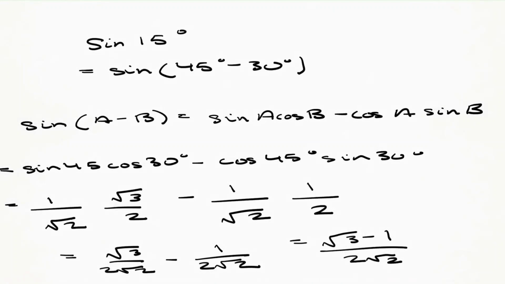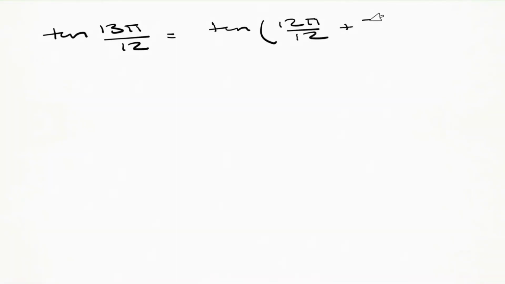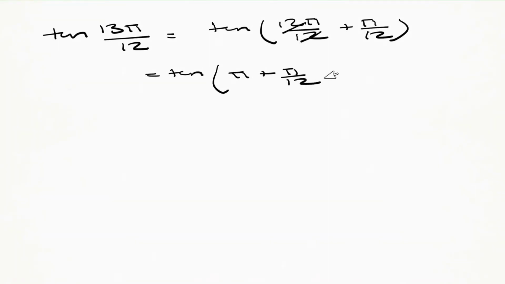Let's have a look at another example. Let's suppose we want to find out the value of tan of 13 pi on 12. Well, that's really the same as the tan of 12 pi on 12 plus pi on 12. As we simplify that, that's equivalent to the tan of pi plus pi on 12.